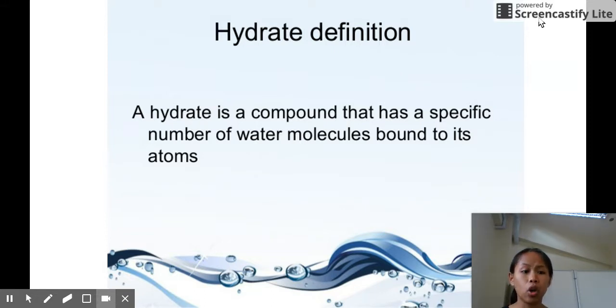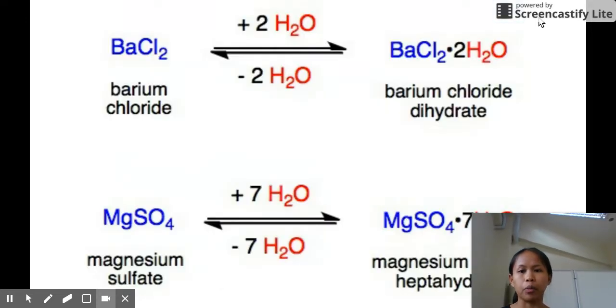Now, how does a hydrate compound look like? Let me show you an example. This is barium chloride, and then you infuse water into barium chloride's ionic structure. So when you add 2H2O to barium chloride, its chemical formula will still be BaCl2, but you put the dot, which means you're putting water into the barium chloride structure, and there are two water molecules in one structure of your barium chloride. So when you see a chemical formula that looks like BaCl2·2H2O, that's your hint that you're dealing with a hydrate compound.